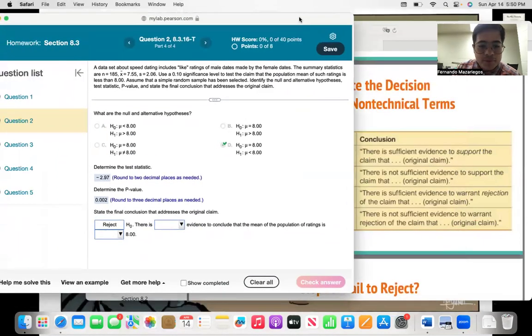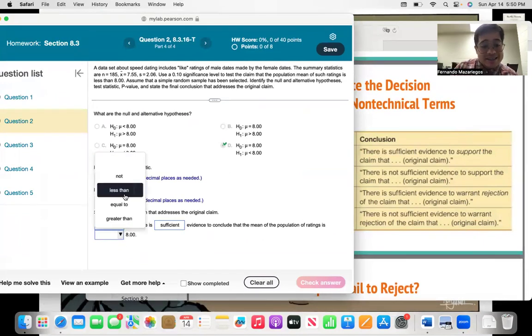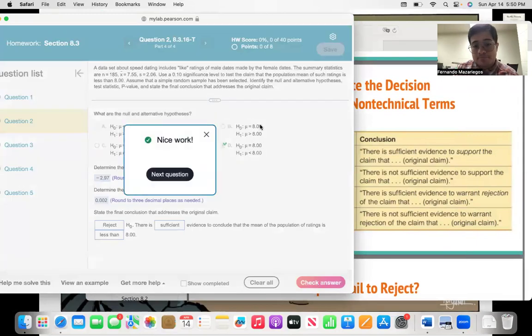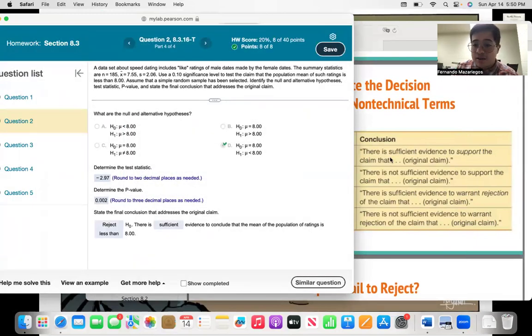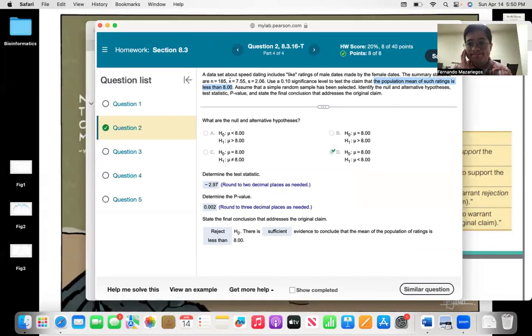So here we have, there is sufficient evidence to conclude that the mean of the population of ratings is less than 8. Notice that is the original claim. In the original claim, the claim from the problem, we're saying that the population mean of such ratings is less than 8. And that's it.